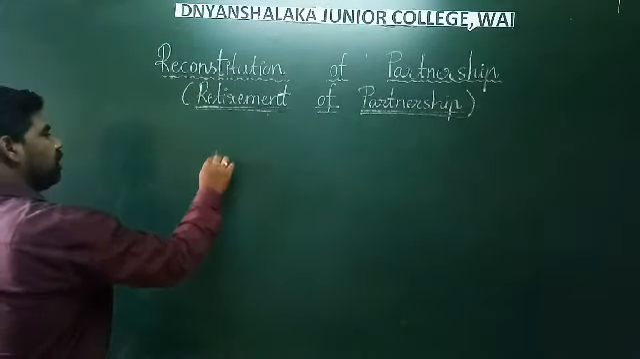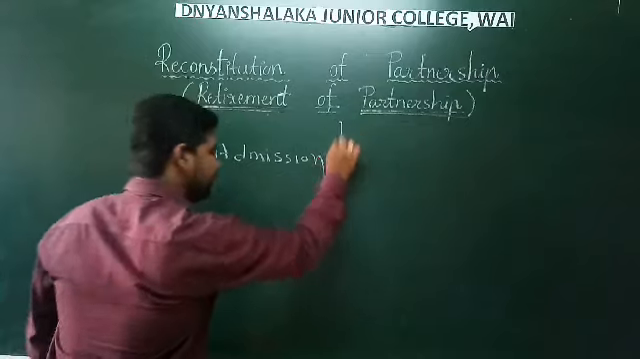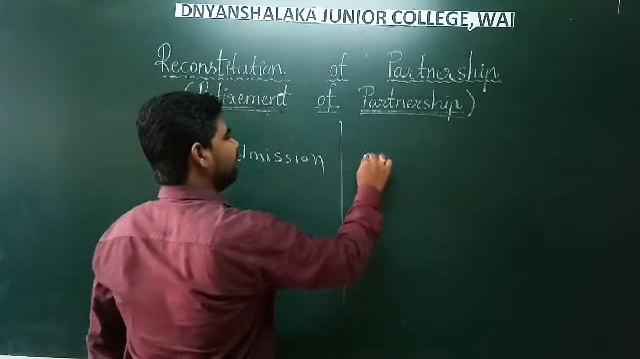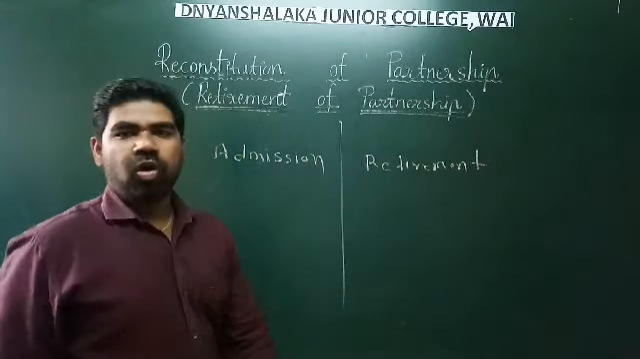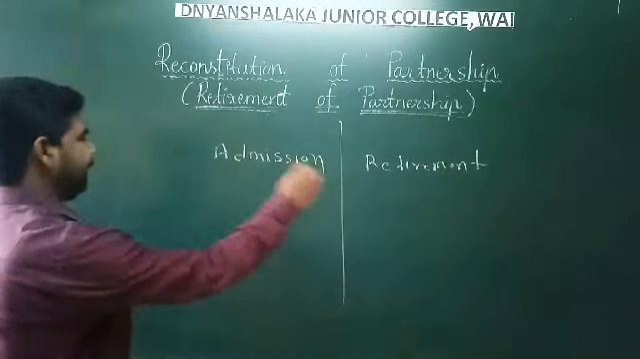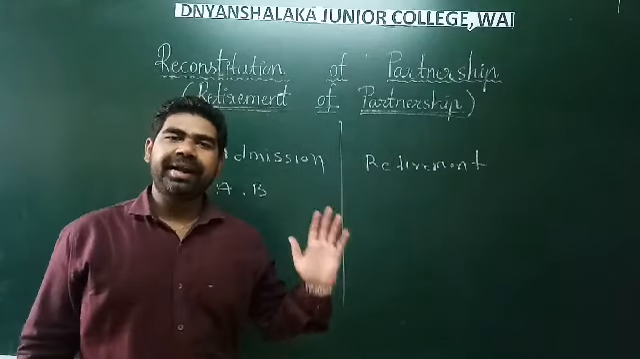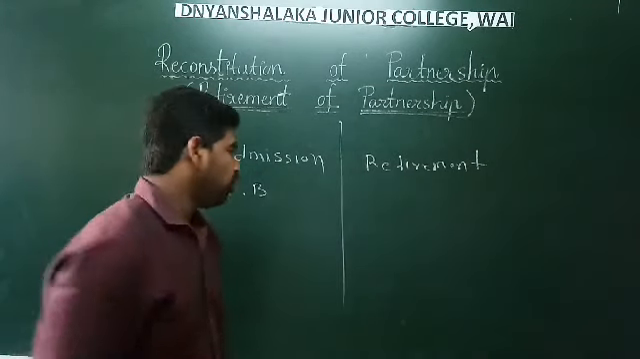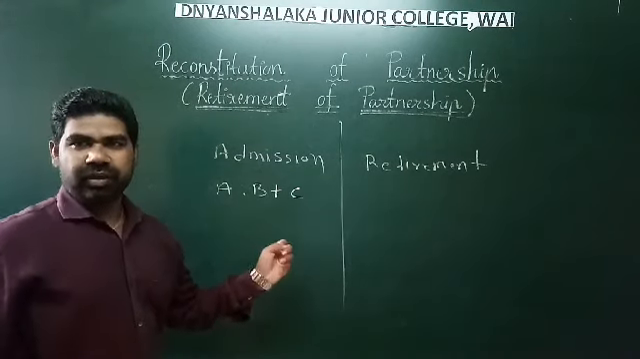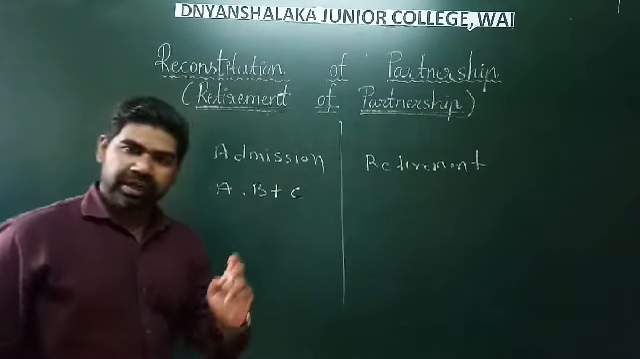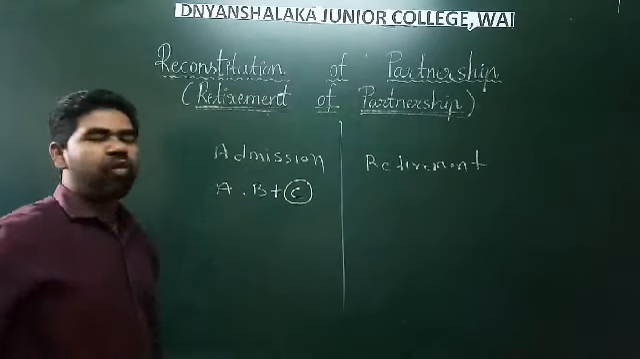What happens in the case of admission? Already A and B, two partners, are there who already run their business activities, and now they add an extra new partner to the partnership firm, that's C. A and B are existing partners who run all the business activities, and they add a new partner C to the partnership firm for some reason.